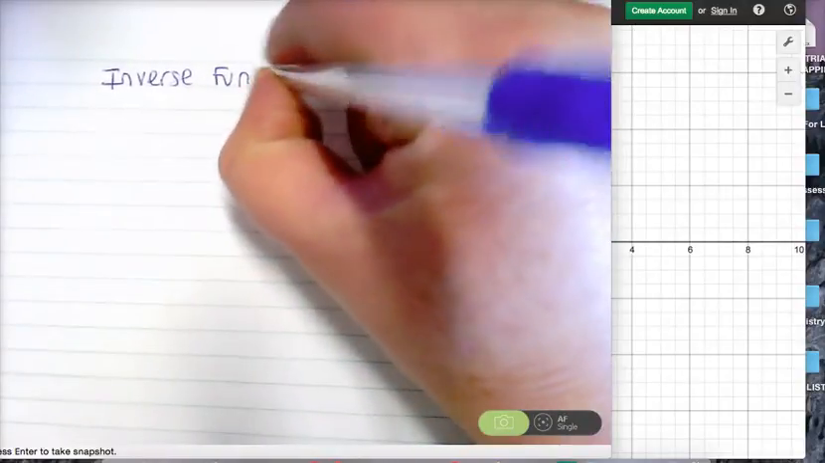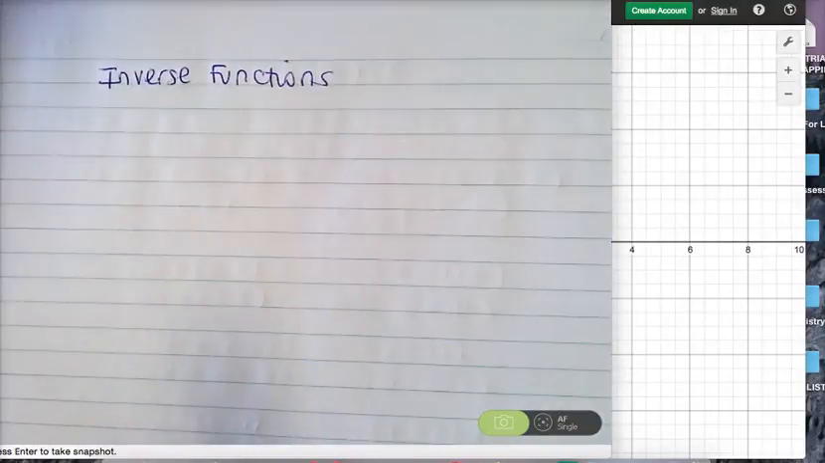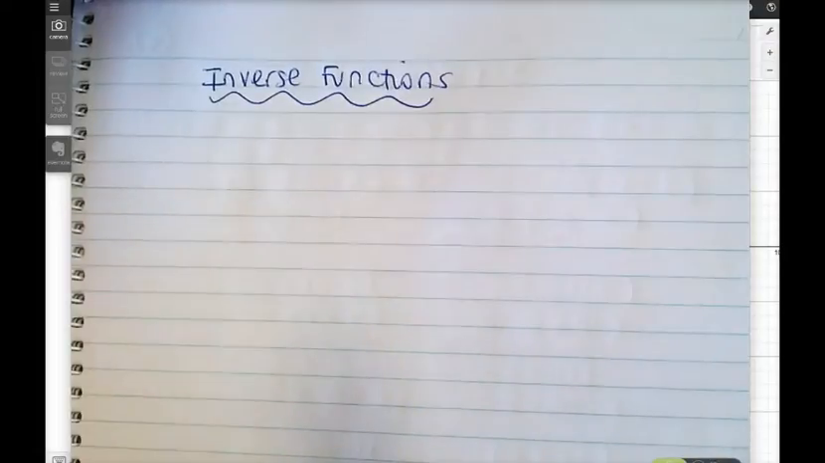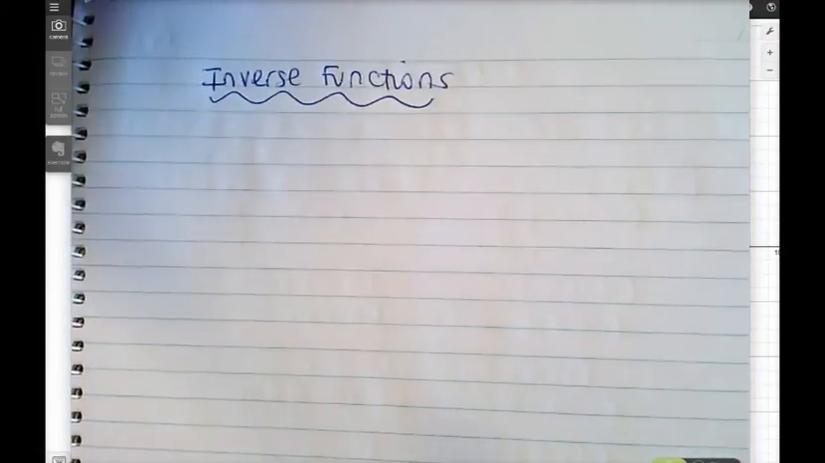Okay, today we're looking at an introduction to inverse functions. You've heard the word inverse before. We're looking at inverse functions. Now, you have heard the word inverse before when solving equations. Okay, so with algebra, we've looked at inverse operations. For example, what's the opposite of multiplying?